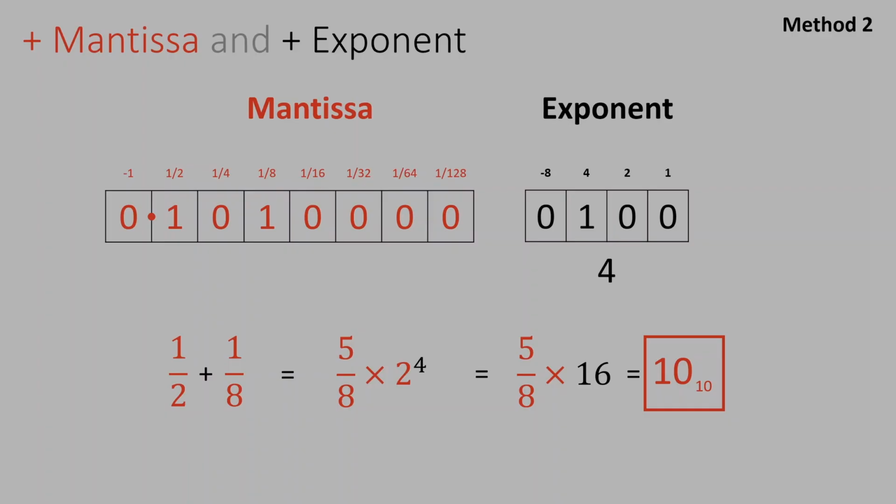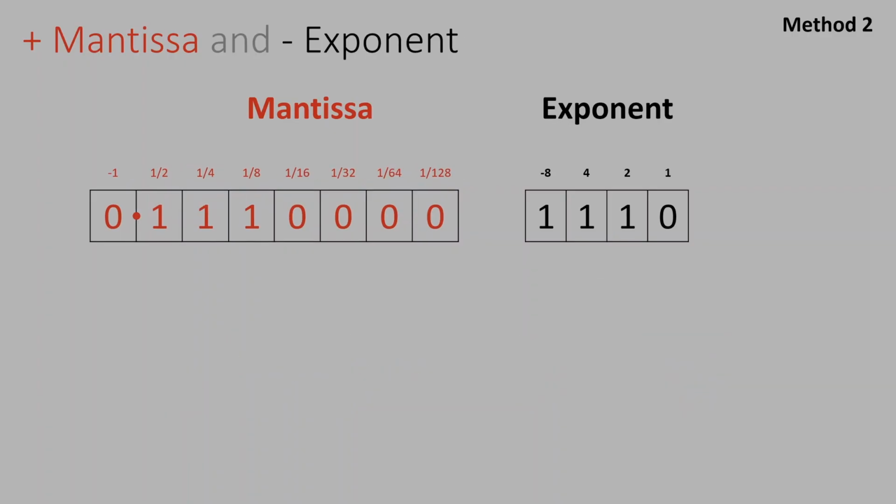Okay, next example, negative exponent this time. We just extract the exponent, leave the mantissa as it is, and just add up what we have. So in this case, we have 1 over 2, 1 over 4, 1 over 8. That is 7 over 8, and we multiply it by the base number 2 to the power of the exponent. In this case, we've got negative 2.